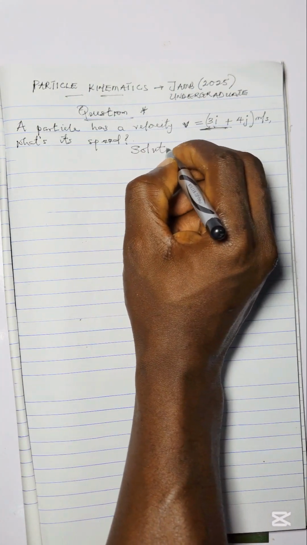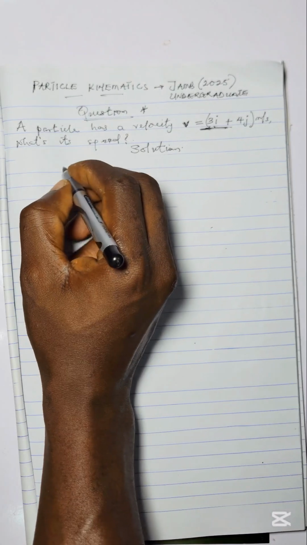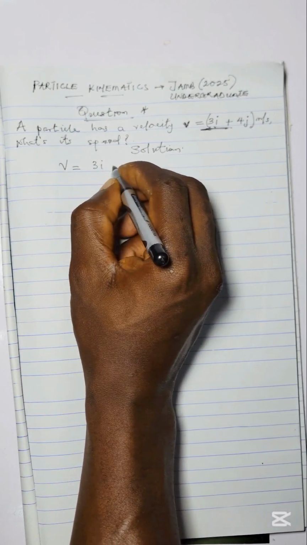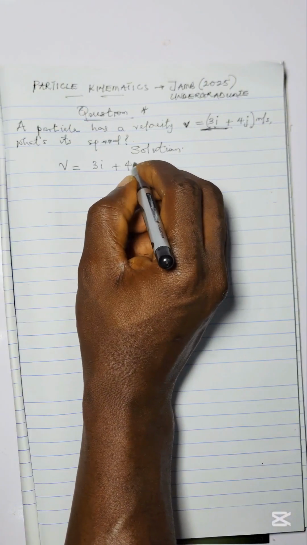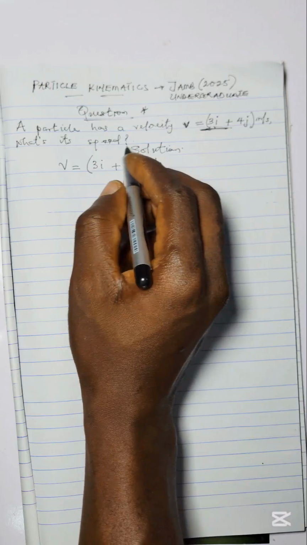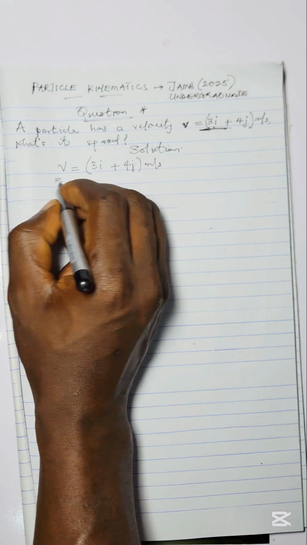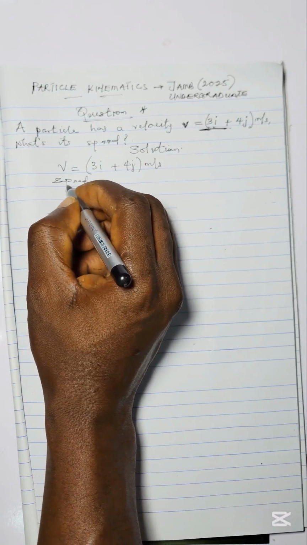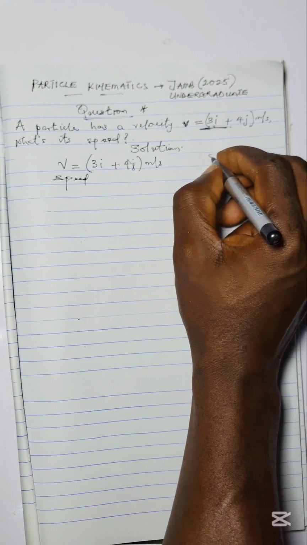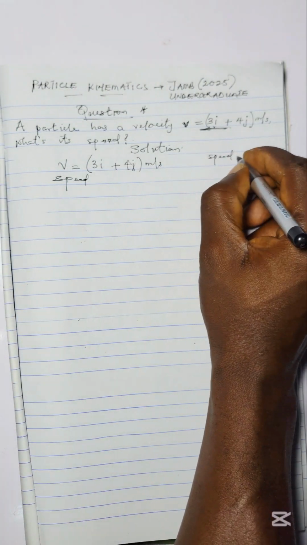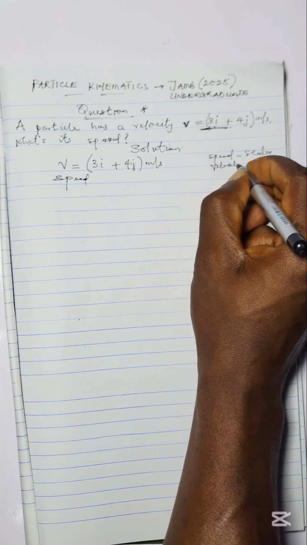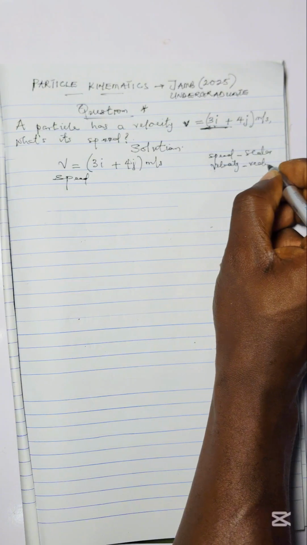Solution. We have been given velocity v to be equals to 3i plus 4j in meter per second. Now we're asked to calculate speed. Now, what is the difference between speed and velocity? Speed is a scalar quantity, while velocity is a vector quantity.